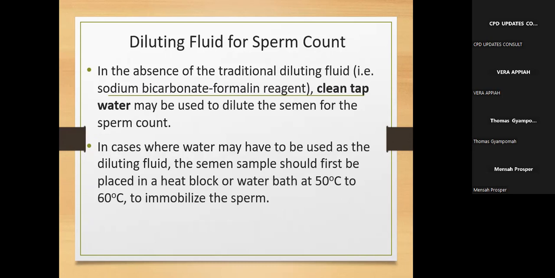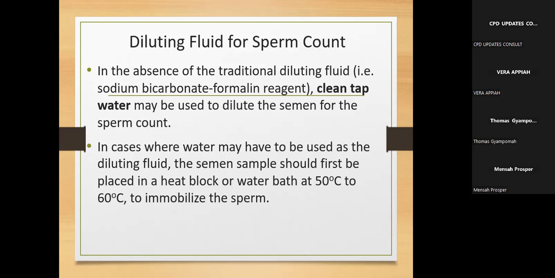In the absence of the traditional diluting fluid, which is the sodium bicarbonate formalin reagent, clean tap water may be used to dilute the semen. Okay, so that if all of a sudden you realize that your diluting fluid is finished, and meanwhile you have a case to work on, you can use tap water. Remember that as we move along, we're going to talk about the hypoosmotic effect. Water will move into the sperms and then will kill them. All right, so in emergencies, you can use clean water to do that, but don't use clean water as your regular diluting fluid. Your regular diluting fluid is 5% sodium bicarbonate with formalin, tinged with the crystal violet.